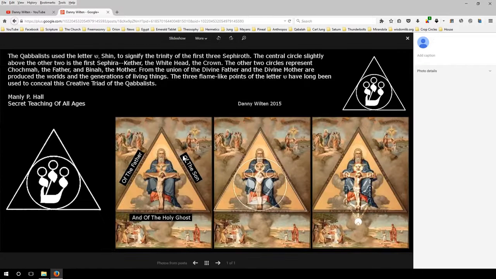So here's another of the same image, and this is a quote from Manly P. Hall. The Kabbalists use the letter Shen to signify the trinity of the first three Sephiroth. The central circle slightly above the other two is the first Sephiroth, Kether, the white head, the crown. The other two circles represent Chokmah, which is wisdom, the father, and Bina, which means understanding, and that's the mother. It's the masculine feminine principle. From the union of the Divine Father and the Divine Mother are produced the worlds of generations.